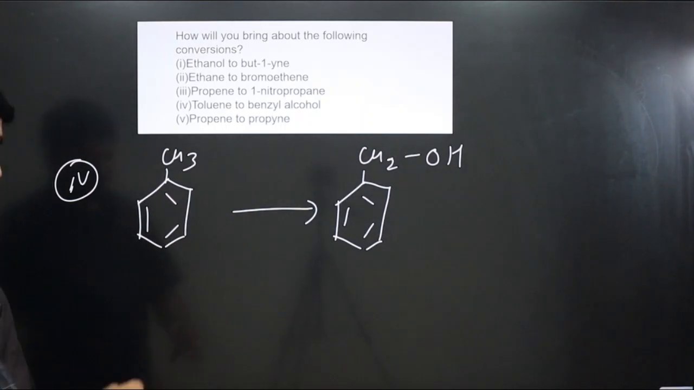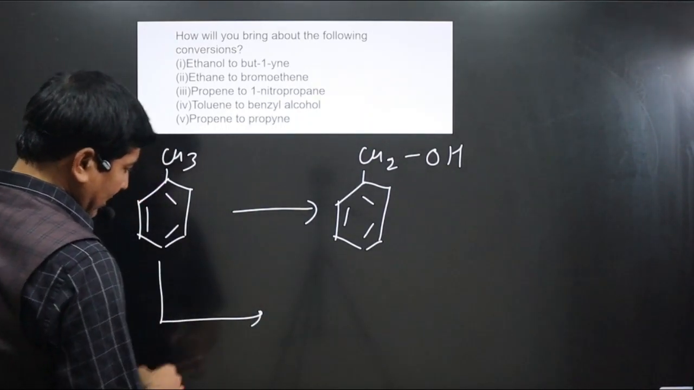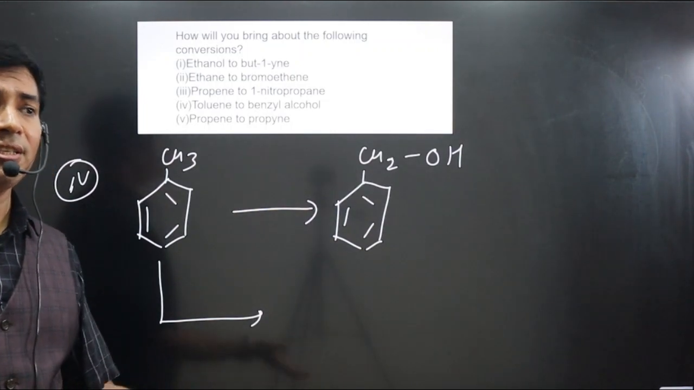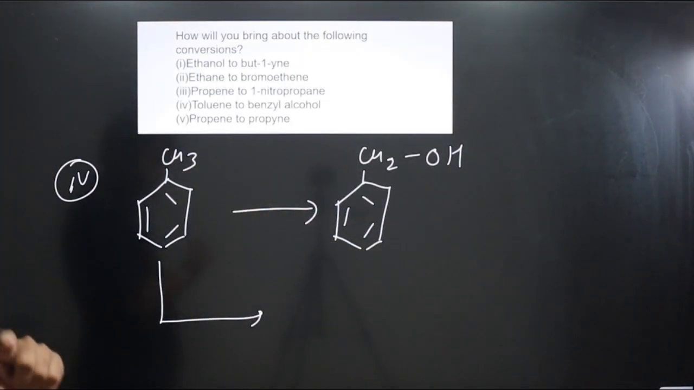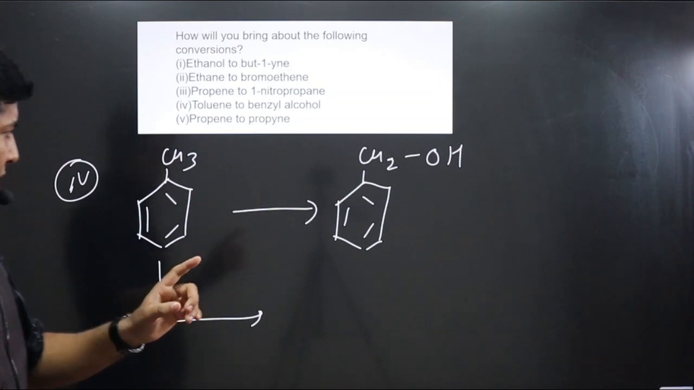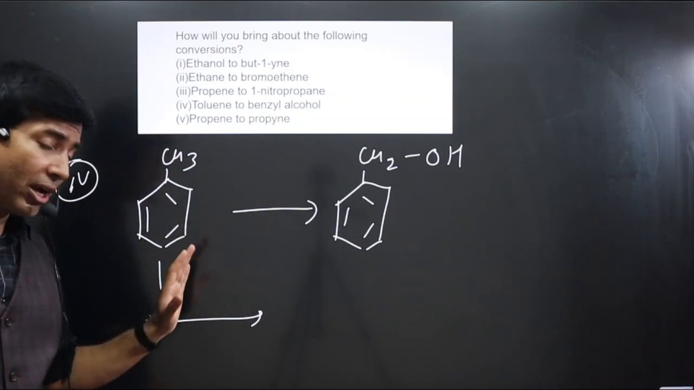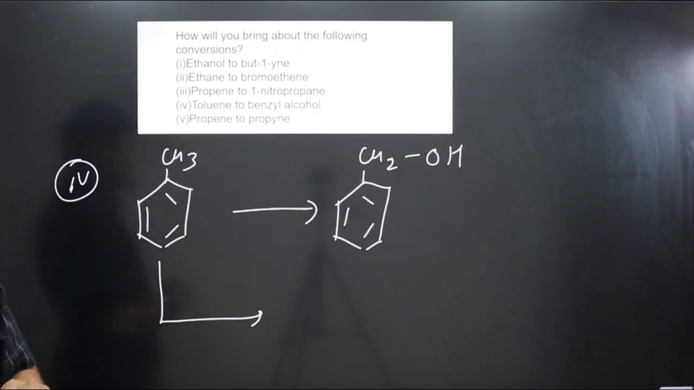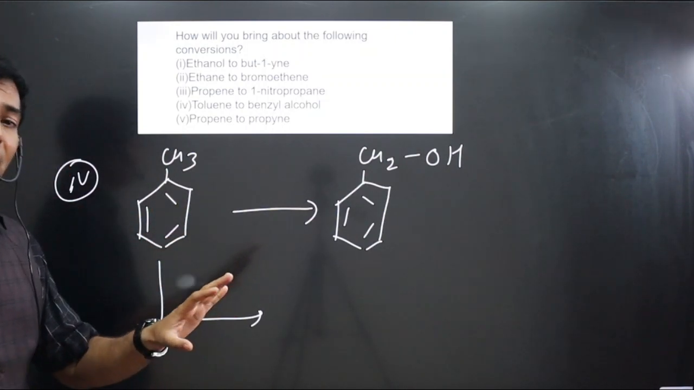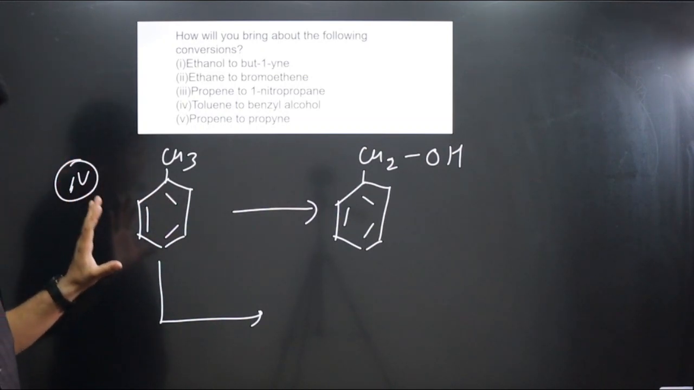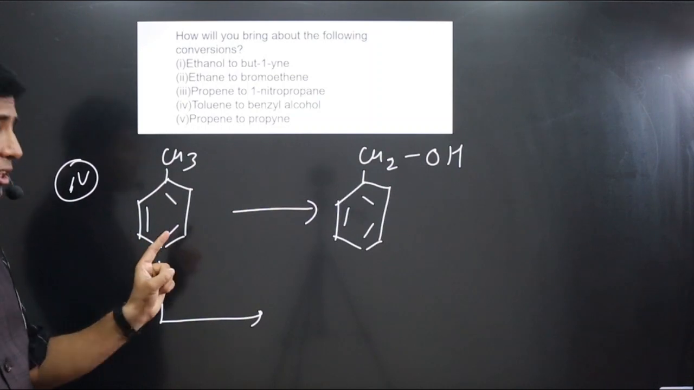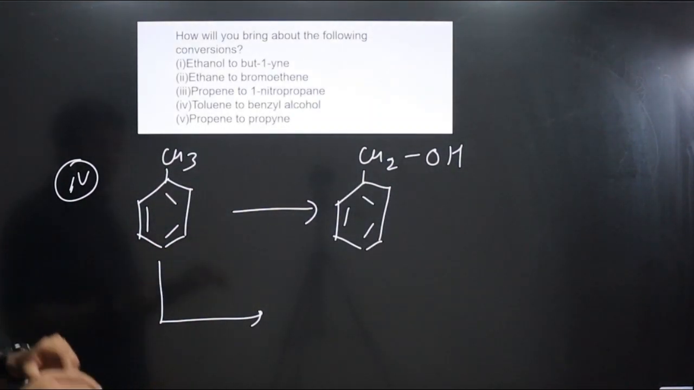This reaction is quite interesting. Why? Because I have to carry out halogenation. So what kind of halogenation? Electrophilic halogenation reaction, or free radical halogenation reaction. Keep in mind, if I carry out free radical halogenation with Cl2 and heat, then the branch chain will get halogenated. And if I carry out electrophilic halogenation reaction, then this benzene ring will get halogenated. This difference you should keep in mind.